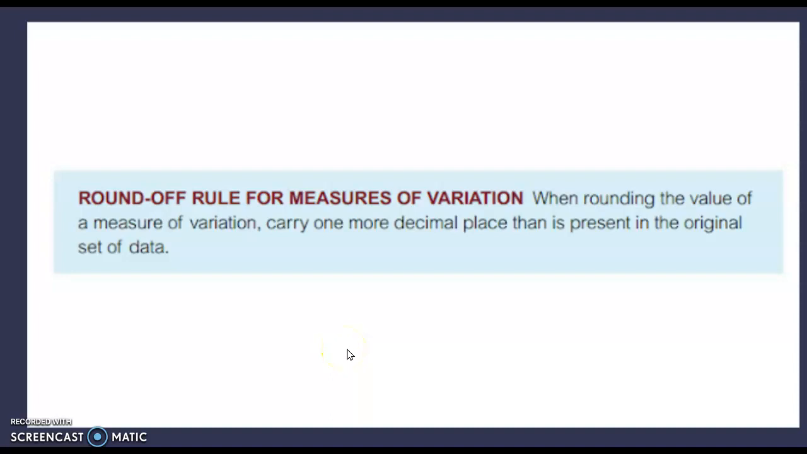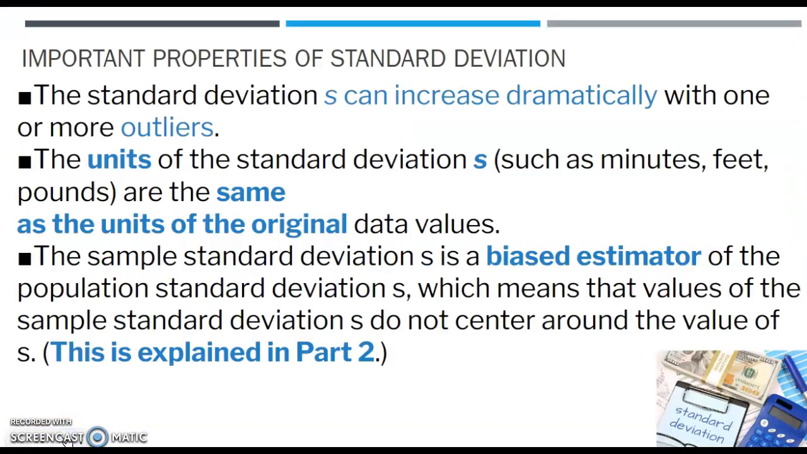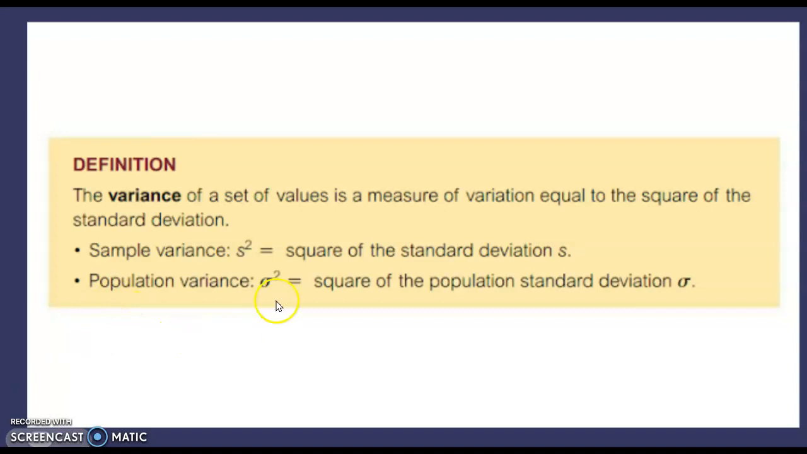Another tip from your textbook is that you want to carry one more decimal place than is present in the original data. So, with the data I was presenting here, if it's 13.5, your standard deviation should get rounded to 2 decimal places. So that is the most important of the 3 measures of variation. Again, the 3 measures are range, standard deviation, and variance. And variance is directly related to standard deviation. Literally, variance is just the standard deviation squared.